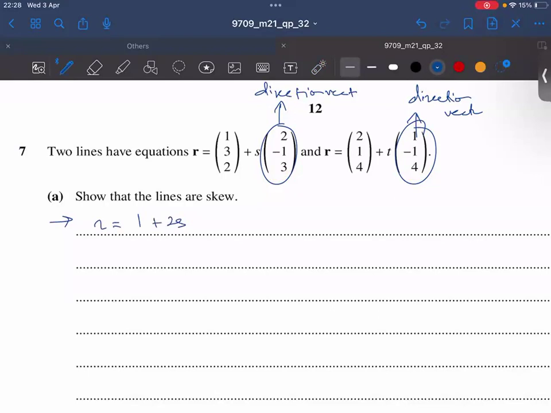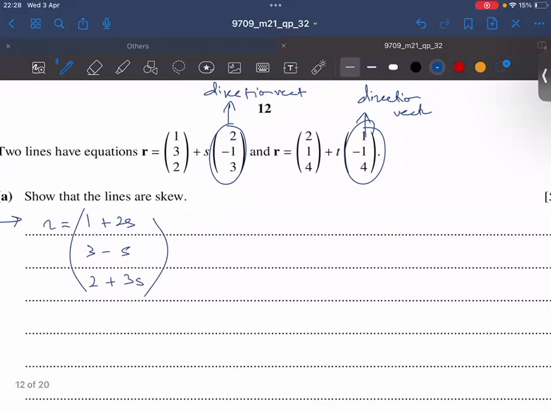All right, 1 plus 2s, 3 minus s, and 2 plus 3s. Now, if the lines are skewed, they're not going to have any point of intersection. All right. They're not going to have any point of intersection. Now, R represents any point on the line.